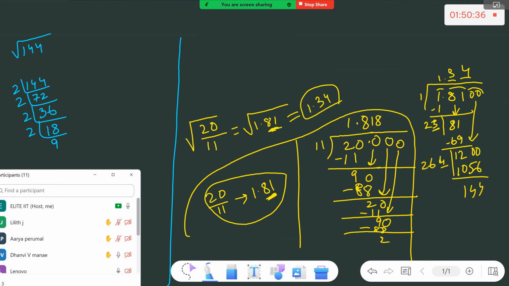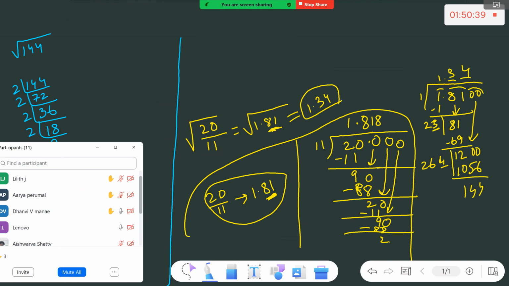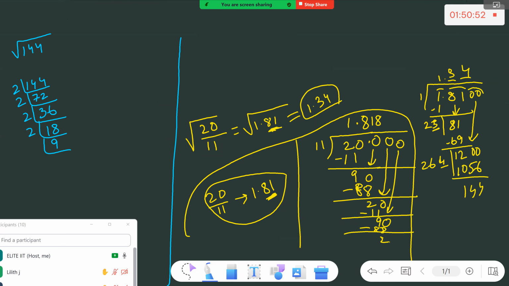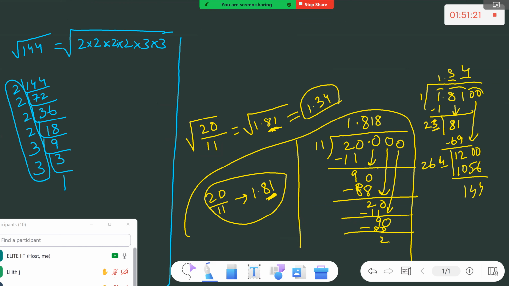Then, now 9. Can you divide 9 by 2? But you can divide it by 3, isn't it? 3 into 3. Now finally 3 is a prime number, so 3 into 1. Right? So all these are factors of 144. I can write 144 as 2 into 2 into 2 into 2 into 3 into 3, isn't it?